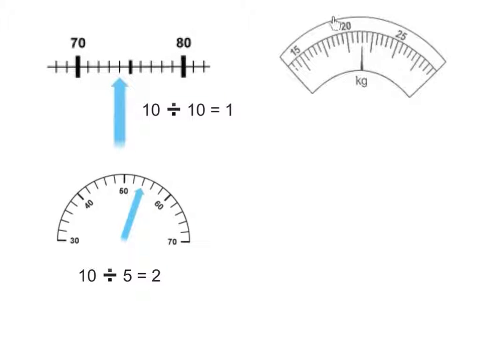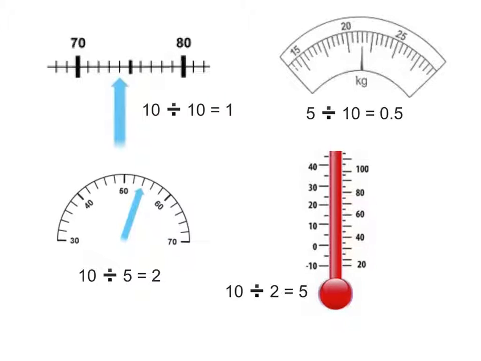Now this is an interesting one because it jumps from 20 to 25, which is an increase of 5, but in 10 little jumps. So we need to do 5 divided by 10 to see what each little bit is increasing by. So each little increase here is 0.5 or a half. So the scale reads 20, 20.5, 21, 21.5, 22, 22.5, right up to 25 here.